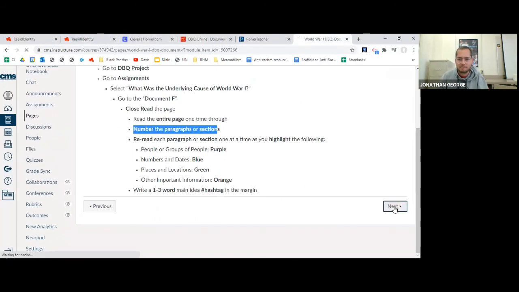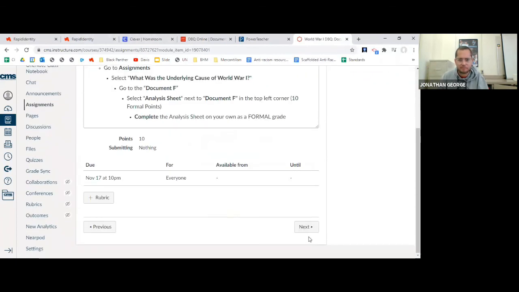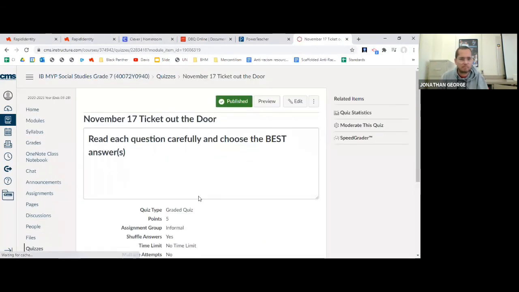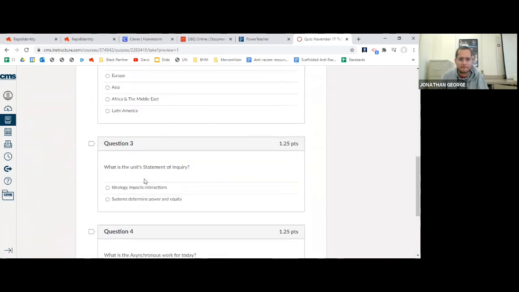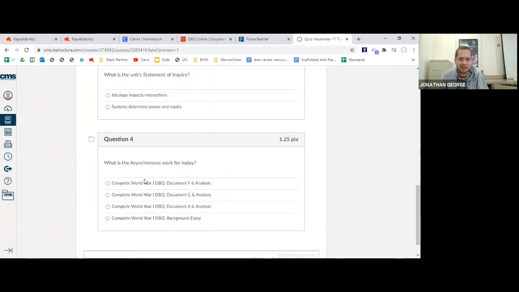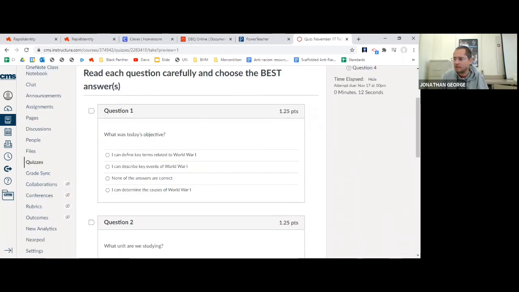Now, with that being said, that's what you need to do afterwards. And here's kind of your directions on that. Everybody go to the ticket out the door, please. Ticket out the door. Same thing, not overly complicated. Objective, unit, statement of inquiry, asynchronous work. Okay, make sure all that is done, and that'll be it. And make sure you get that document F analysis. Do not forget, I would hate for you to lose points because you literally forgot to do your formal assessment, your formal grade on the analysis sheet. Okay, thank you.